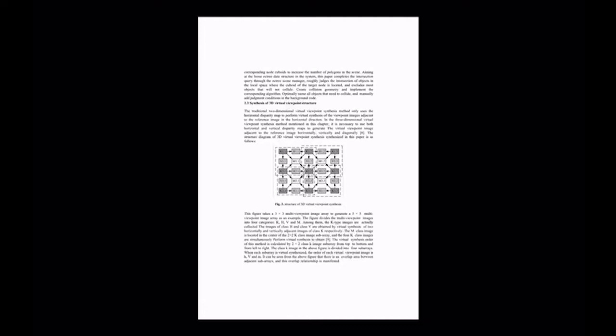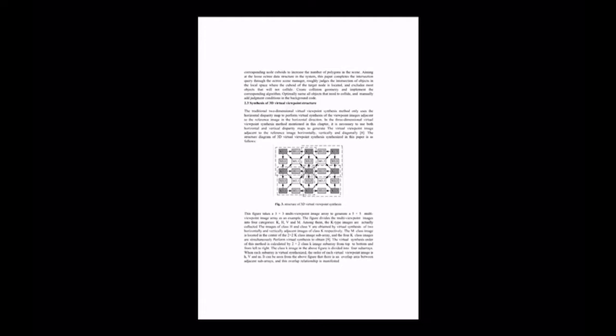Aiming at the loose octree data structure in the system, the paper completes the intersection query through the octree scene manager. By judging the intersections of objects in the local space, whether the cuboid of the target node is located, most objects that will not collide are excluded. Create collision geometry and implement the corresponding algorithm, uniformly name all objects that need to collide, and manually add judgment of collision conditions in the background code.